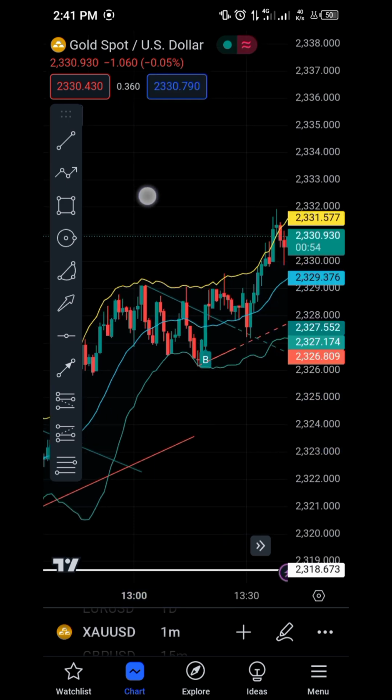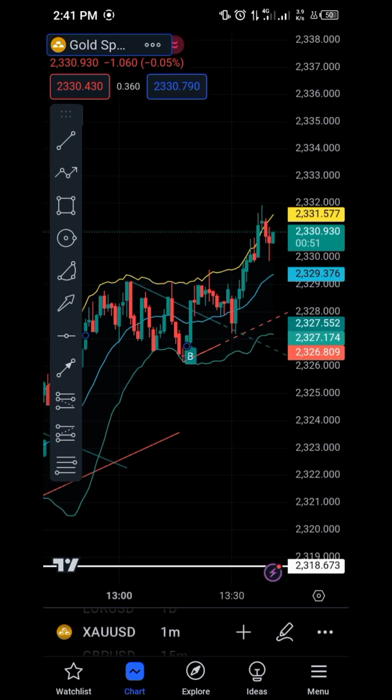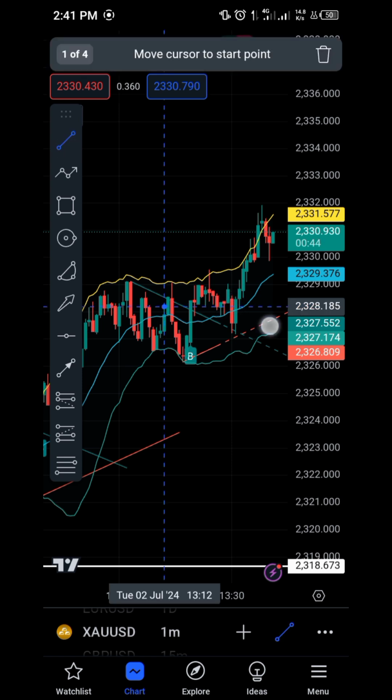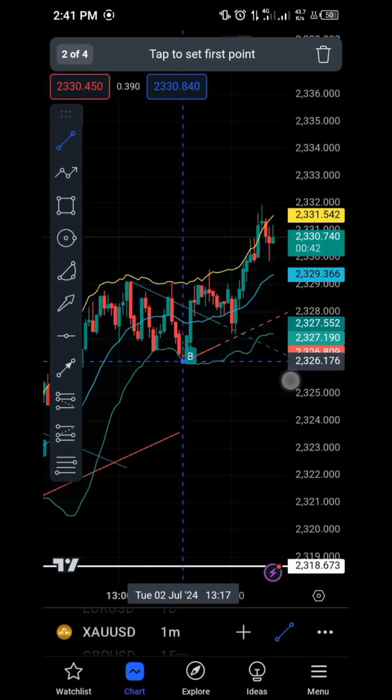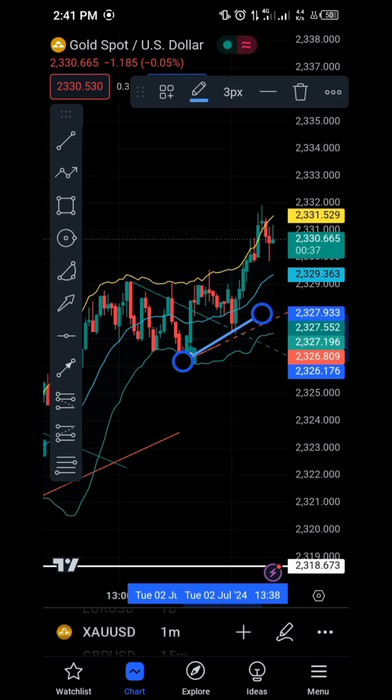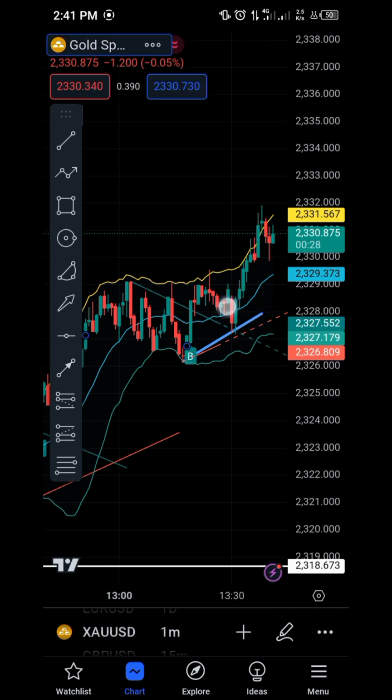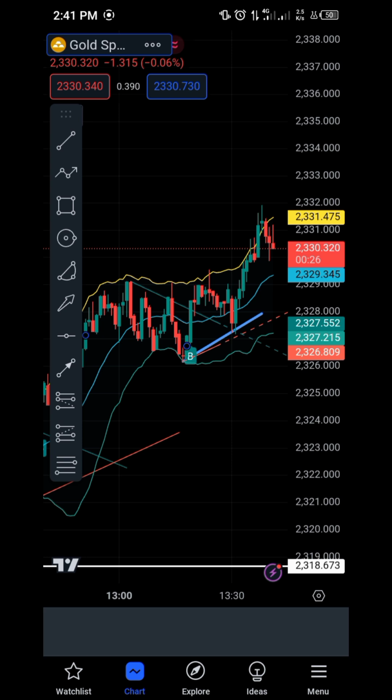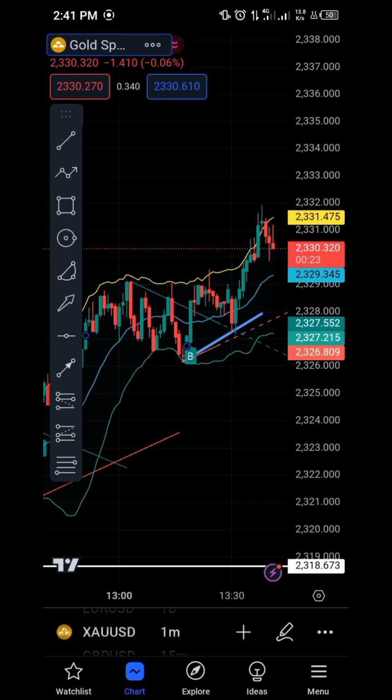Then suddenly it will form something like a box here. Then the next thing, when it comes back down to a zone like this, it begins to pump. When it comes down to touch this zone, it begins to pump. The only thing that will not validate this is if this candlestick here beats this one and goes below it, then it will not work.